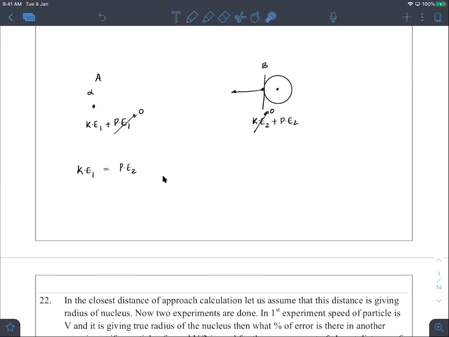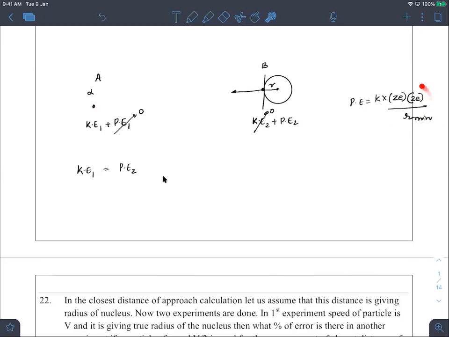How do we calculate the potential energy in general? Potential energy will be equal to some constant K into the charge. The charge is Z into E, where Z is the atomic number or number of protons, and E is the charge of one proton, into the alpha particle charge, which is 2 proton charge. So 2E divided by the distance. So the closest distance to which the alpha ray is coming is called the R minimum. This is the way to calculate the radius of the nucleus. Okay, guys. So that is the R minimum.